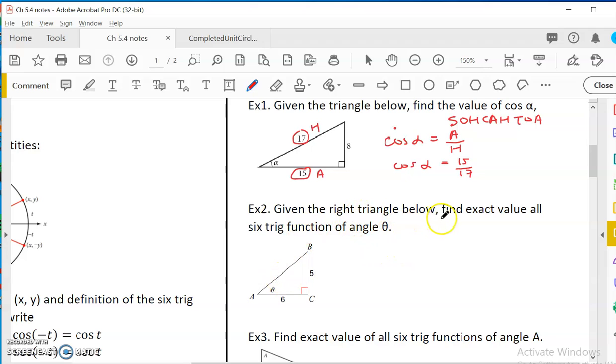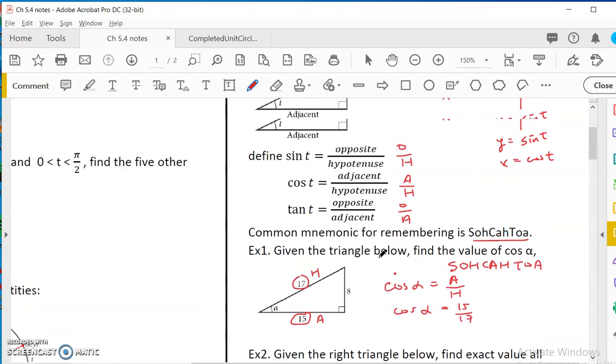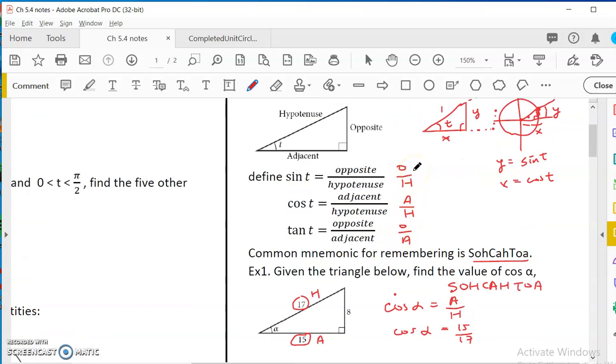For the right triangle below, find the exact value of all six trig functions of angle theta. Now here I only give 3 trig functions. Where is the other 3? So it would be the same.